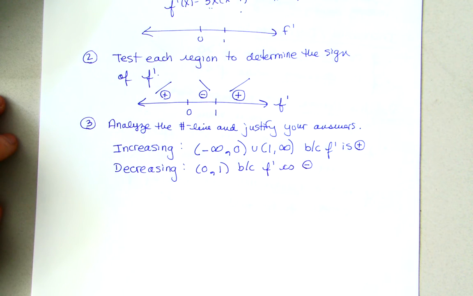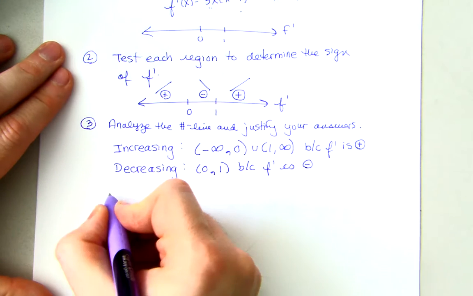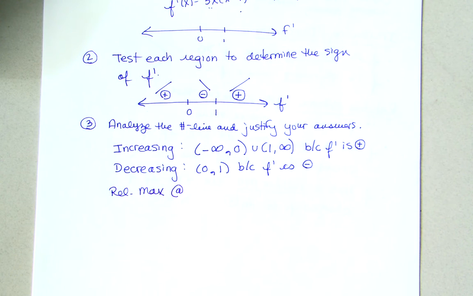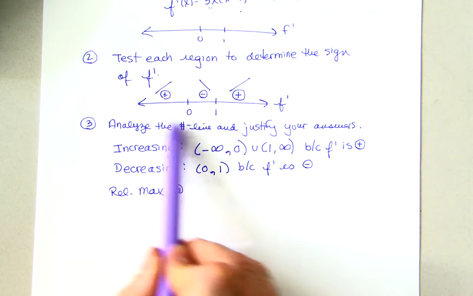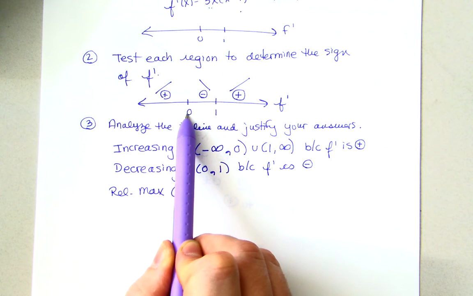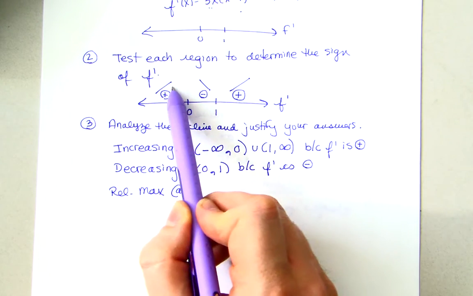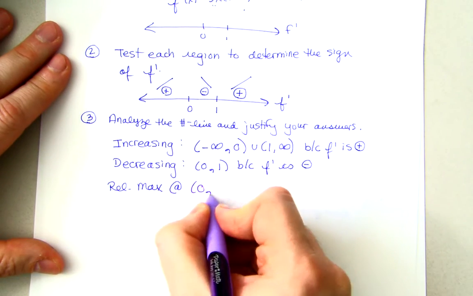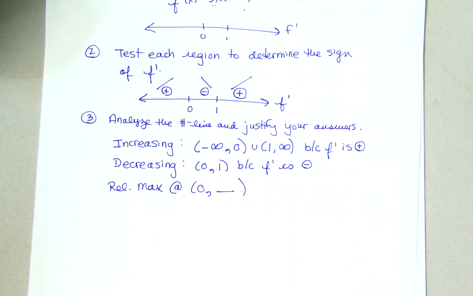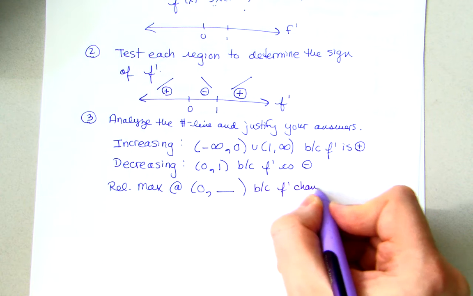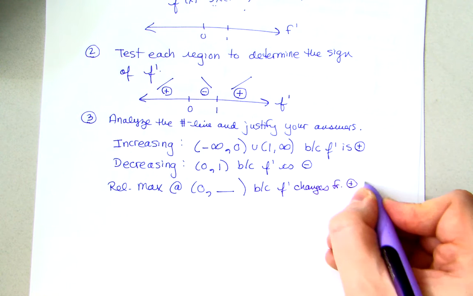I'm saying between 0 and 1 because f prime is negative. A relative max occurs where f prime changes from positive to negative. Do you see f prime changing from positive to negative on the graph? 0 or 1? 0. By the way, one of the reasons I'm putting those little symbols in there is, don't you kind of see a maximum there as I'm going up to going down? That's going to be a maximum. There's a relative max at 0, comma. I need coordinates. Hold off on the second part. I'll do that in a moment. And I'm going to say because f prime changes, but we need to be more specific, from positive to negative.